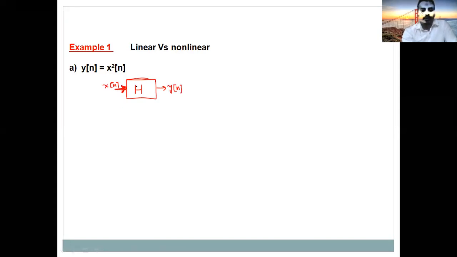So the system is a squaring device. This system is what we call a squaring device. What's a squaring device? Whatever input you apply, the output will be the square of the input. As you can see from this equation, if you apply any input, the output will be the square of the input. Very simple system. So let's see whether this system is linear or non-linear.